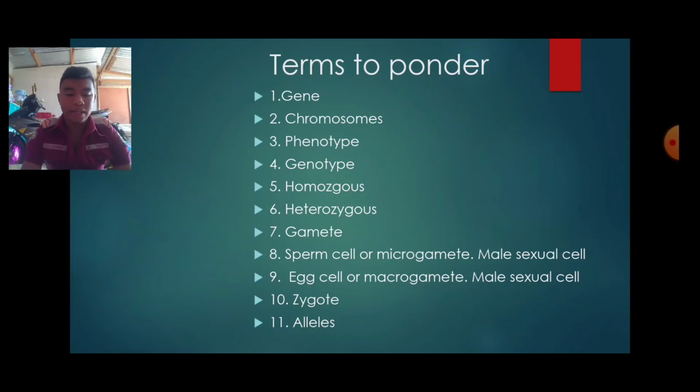The small bodies in the nucleus of a cell that carry the chemical instructions for reproduction of the cell. They consist of strands of DNA wound in a double helix around a core of proteins. Each species of plants or animals has a characteristic number of chromosomes. The number 3 is phenotype.